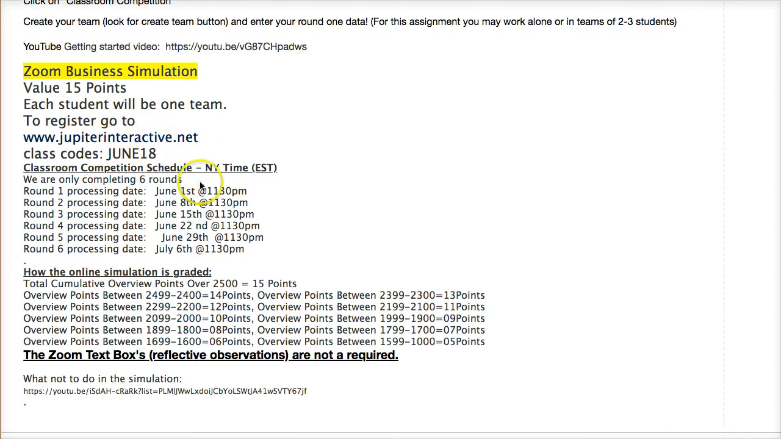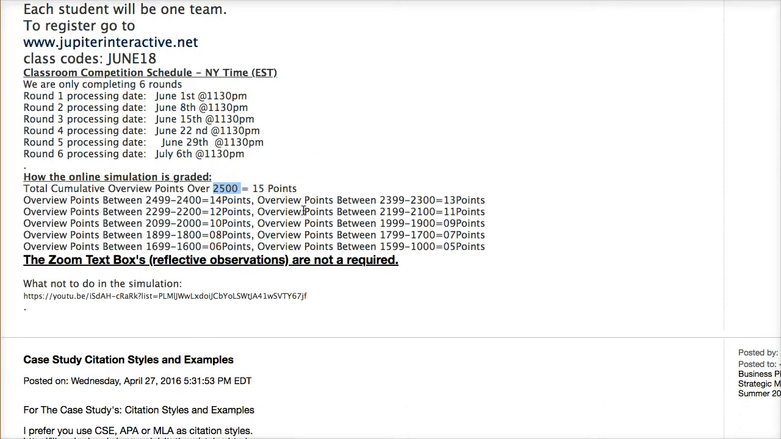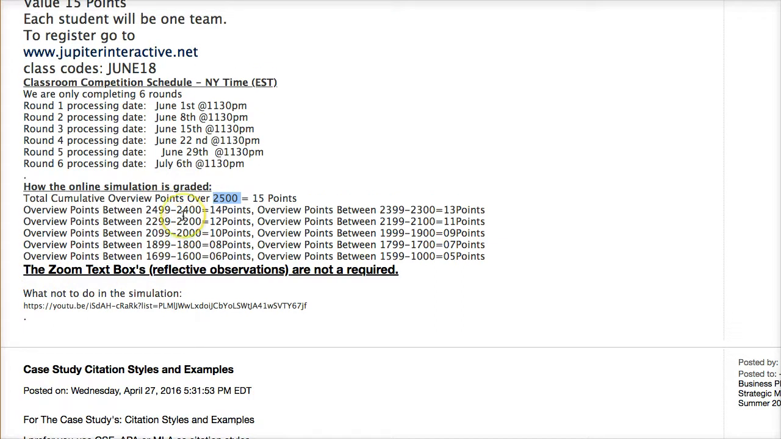Everybody signed up, they joined the class code, created a team. You need to get over 2,500 points to get the full grade for the simulation. And here I wrote down that the text boxes or reflective observations are not required in the simulation.